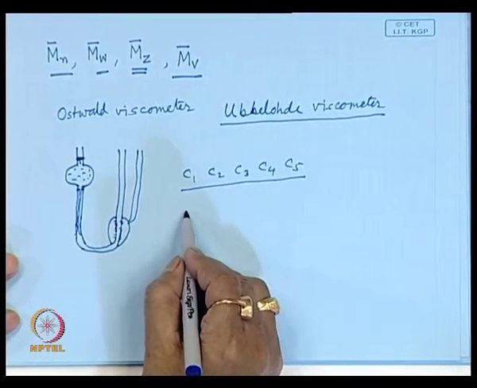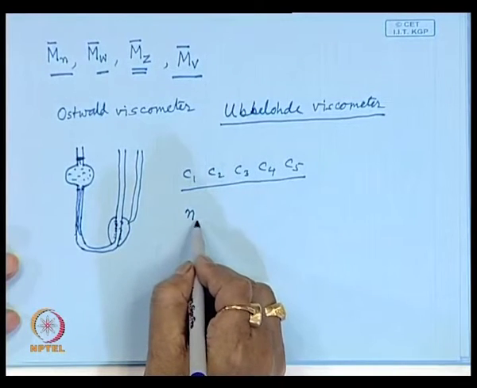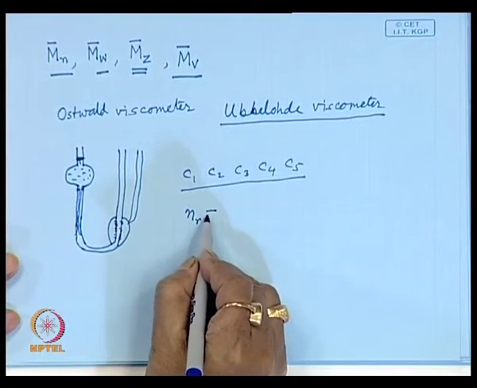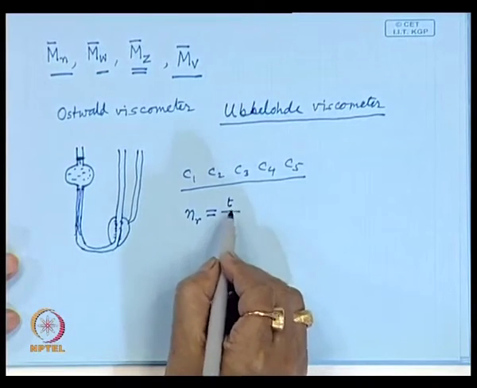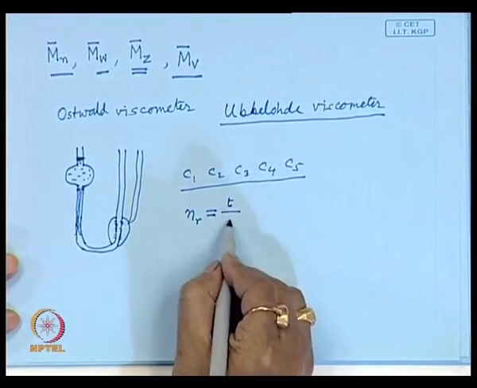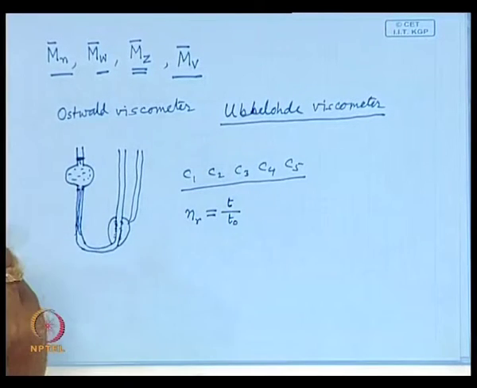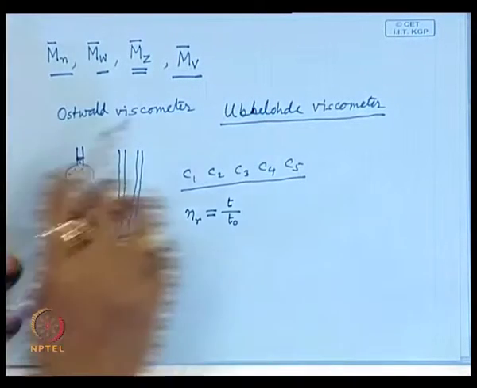So, you can get this relative viscosity from the ratio of the two flow times, flow time for the solution and flow time for the pure solvent. Eta r is equal to t by t0, or eta by eta 0. That is the relative viscosity. It is shown over here.